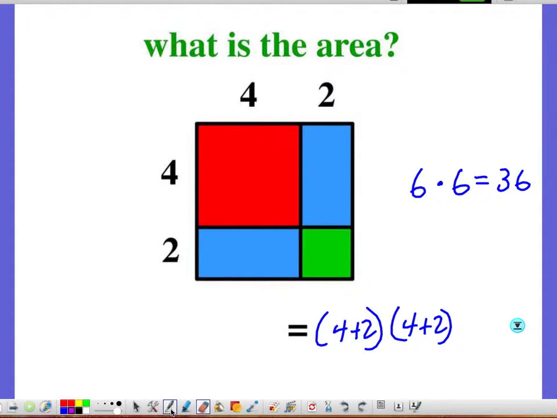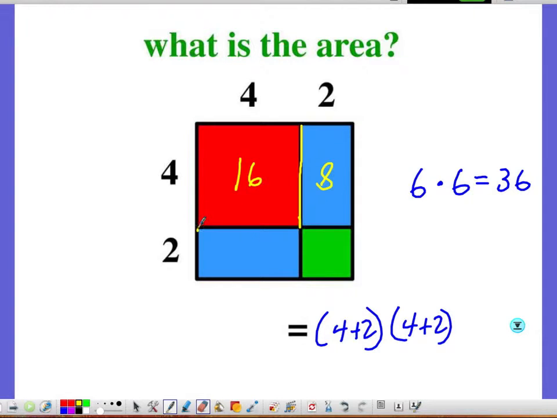Here's what I mean. If we want to find the area of the red shape, basically the dimensions are 4 by 4. So the area is basically 4 times 4, which is 16. If I want to calculate the area of this blue shape right here, I know that its width is 2 and its length, this length right here, is actually 4. So 4 times 2, that gives me 8.